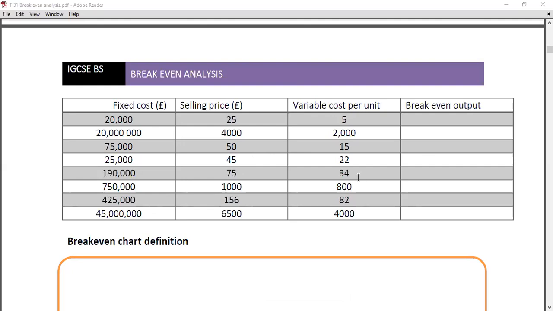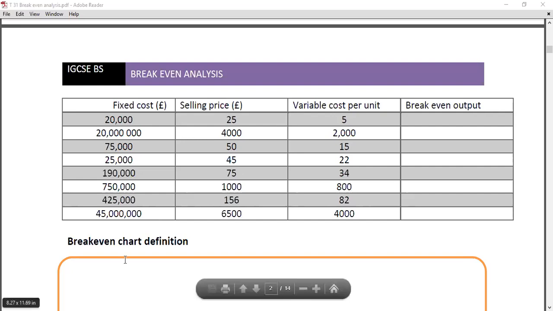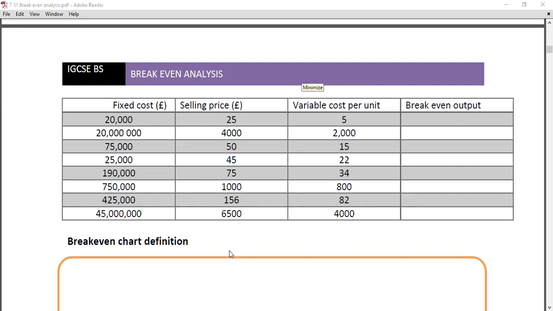So like that, the other two also will be done like that. The next question I'm asking from TJ. Fixed cost 425,000 over selling price 156 minus variable cost 82. This is also a decimal answer, and I can see 4 students got it. 5743. 5743 answer is correct. DJ correct. Rama correct. TJ also correct.